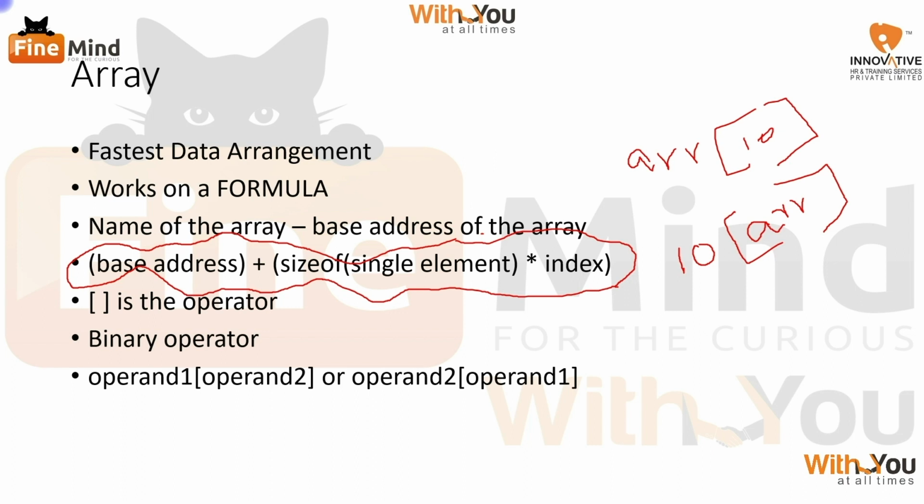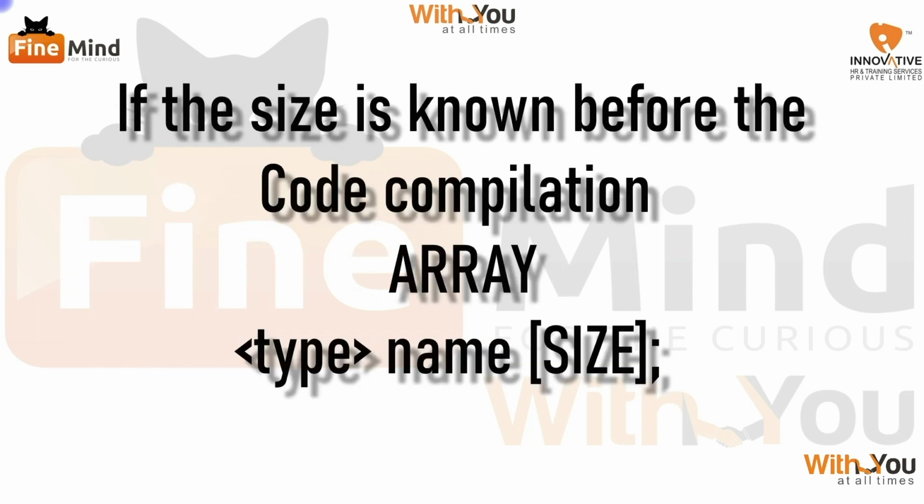Square bracket is the operator which does this job of working as a formula. It is a binary operator. So you have two operands, one outside the square bracket and one inside the square bracket. One of them has to be an address, the other has to be an integer. And it can be exchanged. The integer can be in and the address can be out, or the address can be in and the int can be out. Perfectly alright.